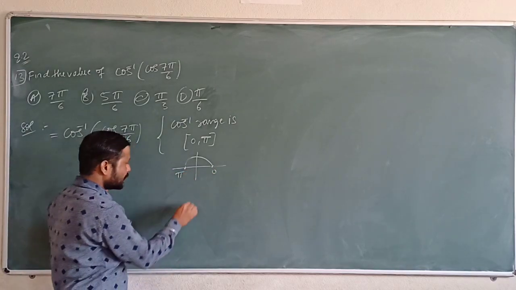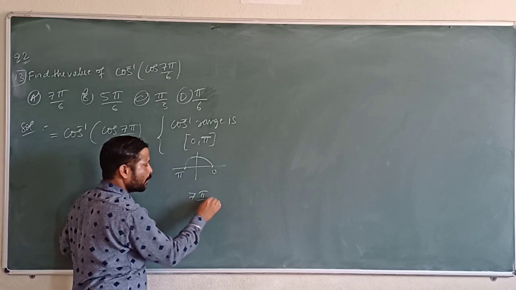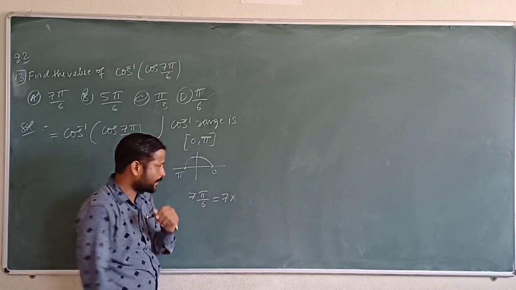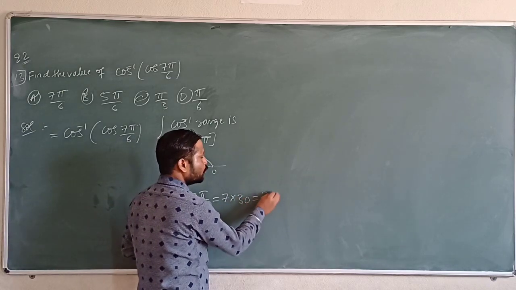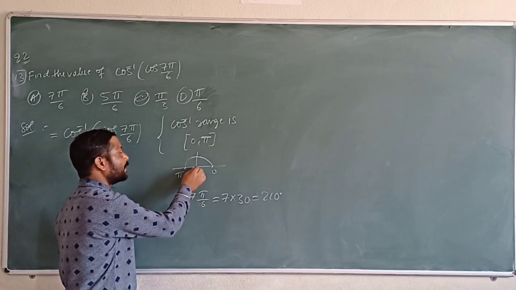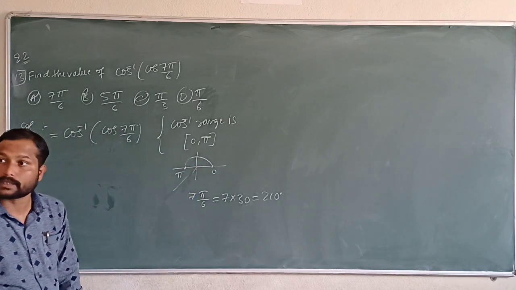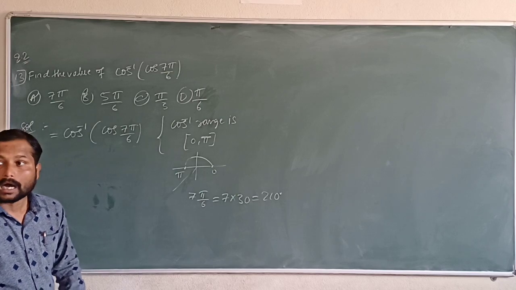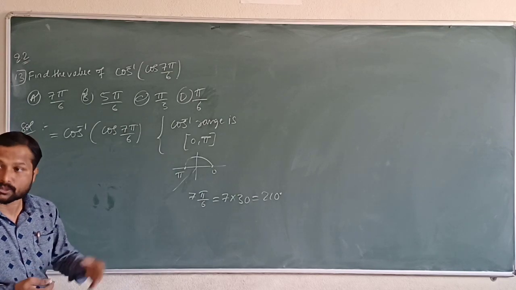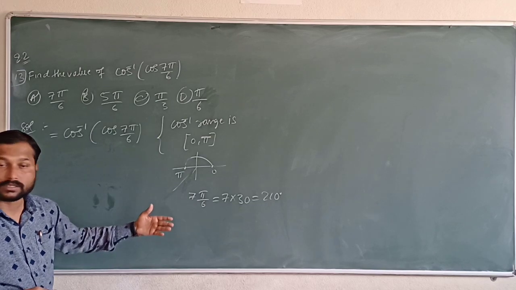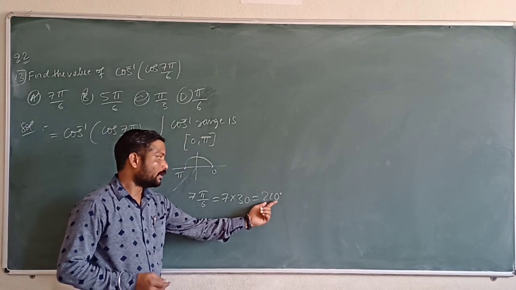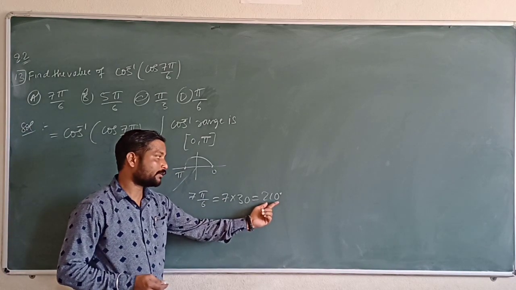See now, 7 pi by 6: 7 into pi by 6, meaning how many degrees? 30 degrees. Correct? 7 times 30 is 210 degrees. It is outside the range. Which quadrant does it lie in? Third quadrant. Outside the range. Outside the range means what do we do? I take pi minus theta. Now it is not possible to do pi minus theta, because it is more than 180 degrees.